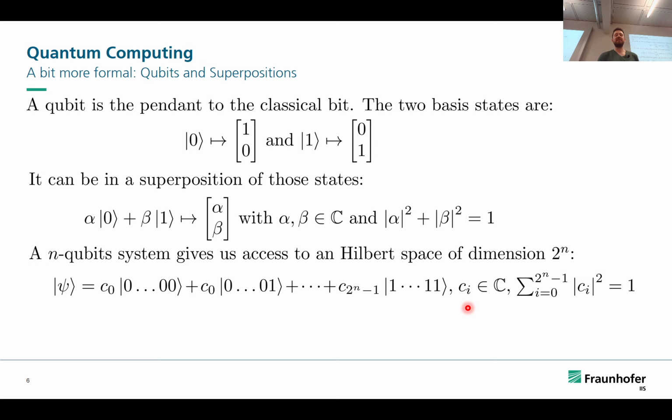Those amplitudes are again just complex numbers, and so we also have to satisfy this normalization condition. So again, the absolute value squared of all these amplitudes has to sum up to 1. And this condition will get very important later on for the policy gradient algorithm we can design from that. So just keep that in mind.